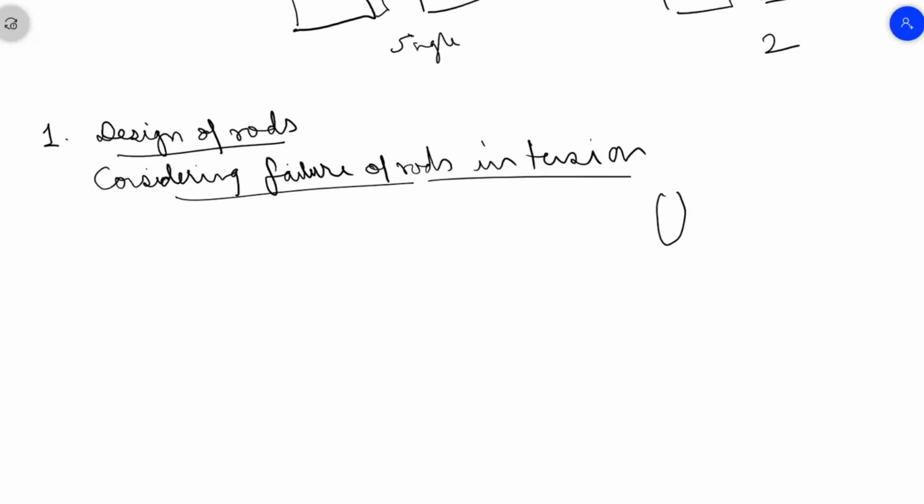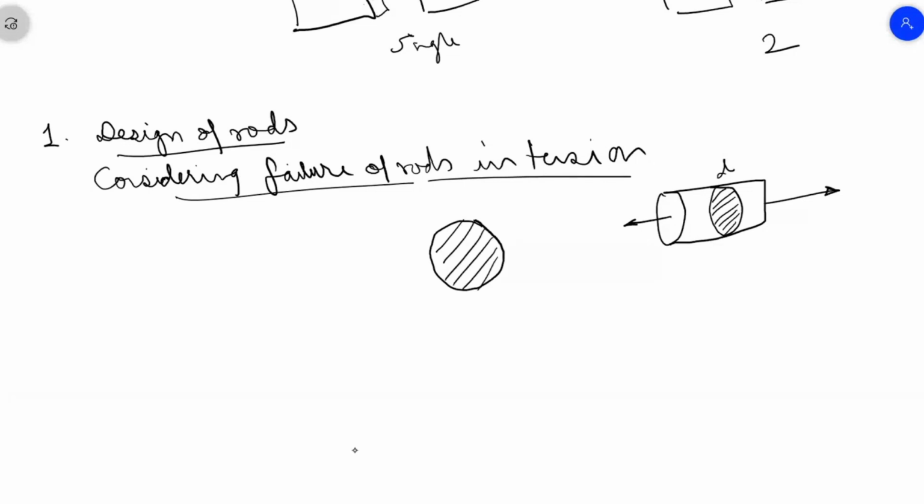So if this is a rod, and if I apply force like this and like this from both the ends, and this is the cross section of the rod here. What is this? D. So what will I see after it fails? I will see a circle like this, and this is the cross section from where failure has occurred. This is D. So what is the area? Area of failure, A, equal to pi by 4 D square.